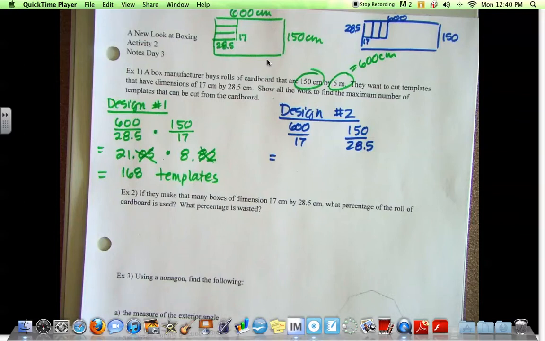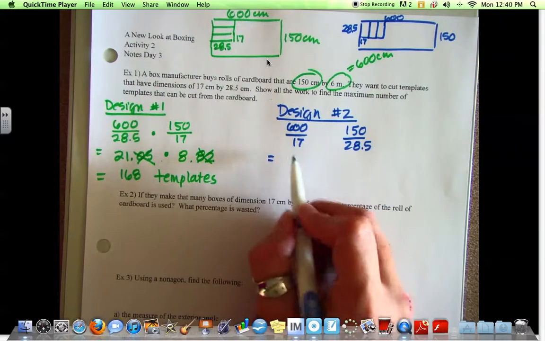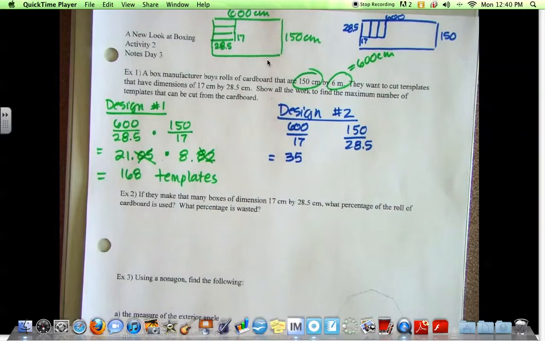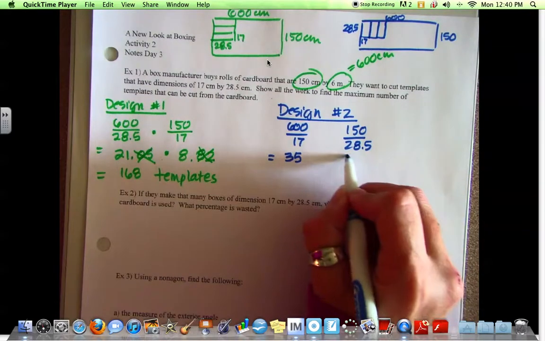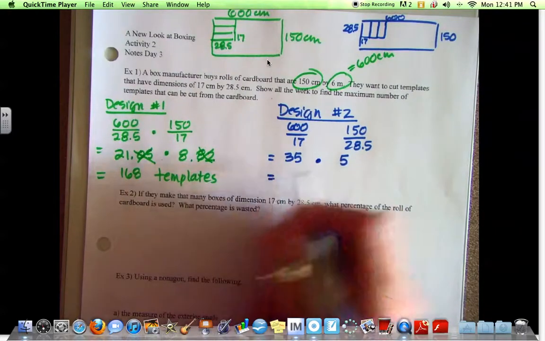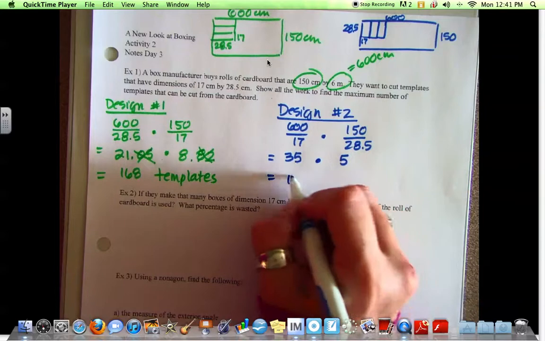so what is 600 divided by 17? 35.29. Okay, so what number do I want to use? 35. That's right. Do we want the partials? No, we just want to use the wholes, so we want 35. And 150 divided by 28.5 gives us, okay, so what number do I want to use? Okay. What am I going to do with the 35 and the 5? Multiply them. So 35 times 5 gives me what? 175.